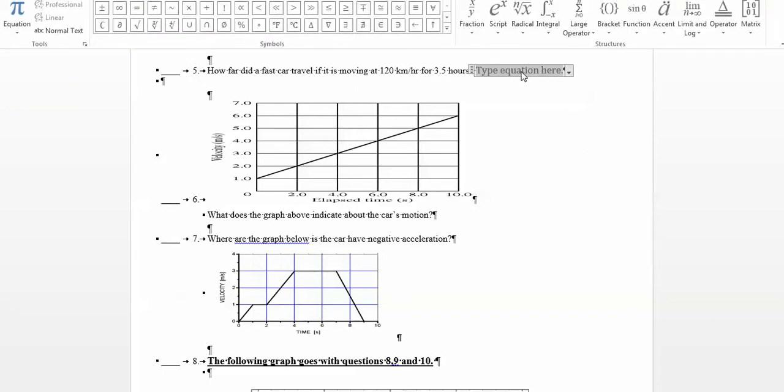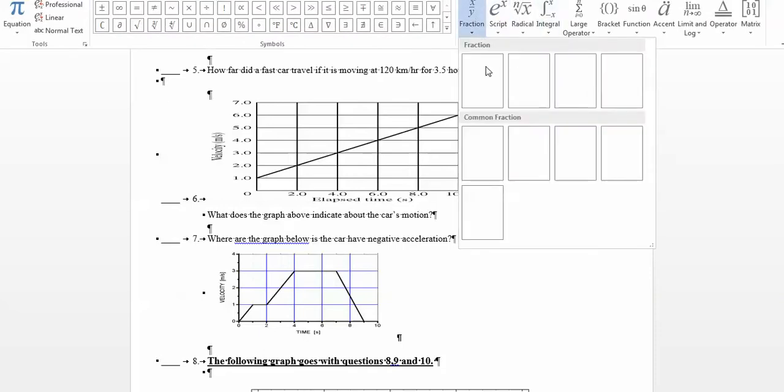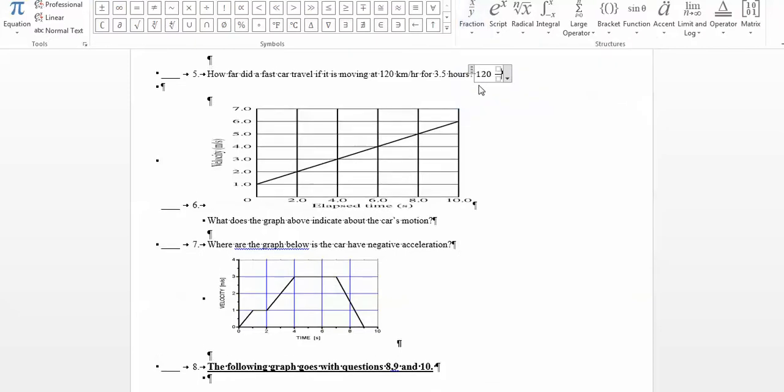So, how far did it go at 120 kilometers per hour for 3.5 hours? Let's go ahead and type in 120, and go up here for the occasion, and I'm going to put in the units. It's going to be a fraction, and up at the top it's kilometers. This is the way they told us it was, km, and on the bottom it's hours.